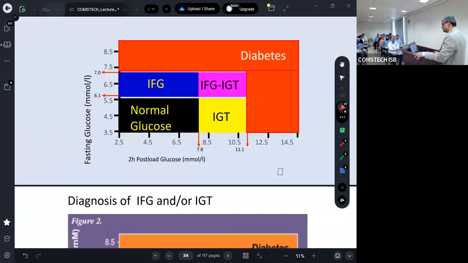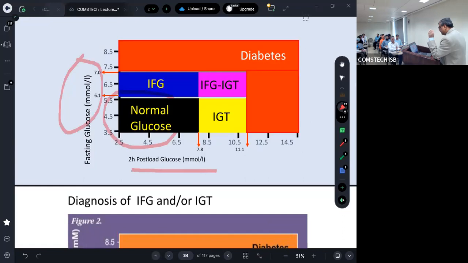See it here. If this is the normal glucose, this is the fasting glucose, and this is the 2-hour glucose level. If this is the normal level, up to 5.5, it's a normal fasting. But if someone has more than 7.1 fasting, or 11.1 at 2 hours, it is diabetes. But what is pre-diabetes? There are 3 types of pre-diabetes.